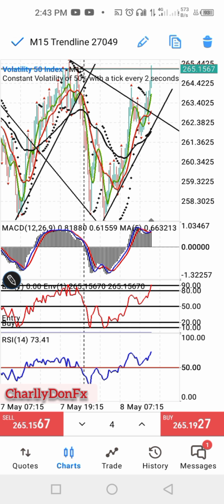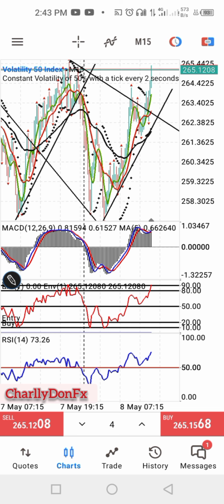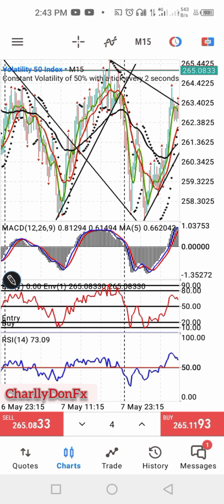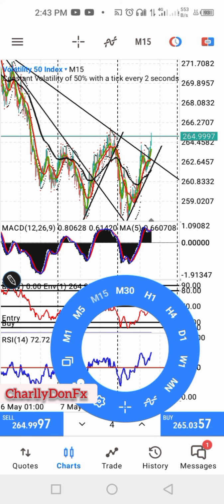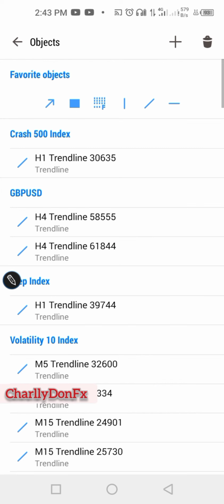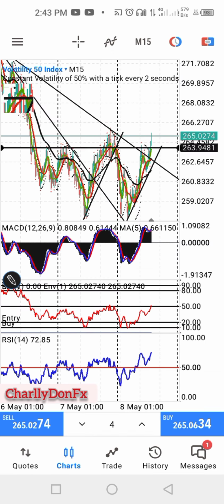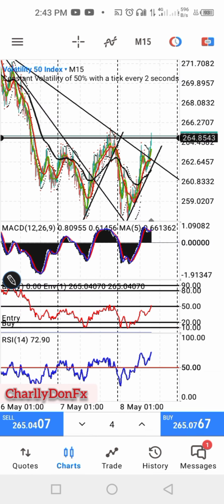You will know that this trend line analysis, in conjunction with your technical analysis, gives you the best result in trading. Okay, what next? We have a resistance at this level. We have a resistance at this level. Can you see?